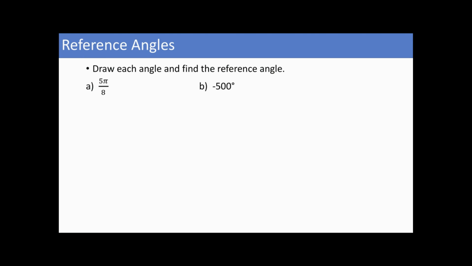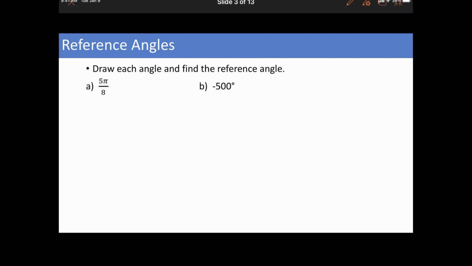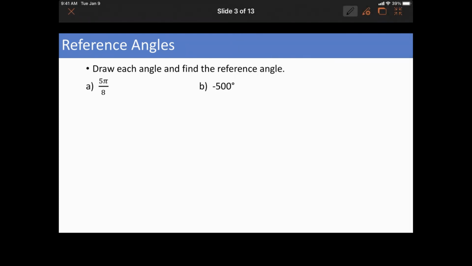So let's draw some angles and then show you how to find that. The first one that we have is 5 pi over 8. Now, if you're not comfortable with this, you can always change a radian to degrees. We do that by multiplying by 180 over pi. That will simplify out your pi's. Okay, so that's 112.5 degrees.